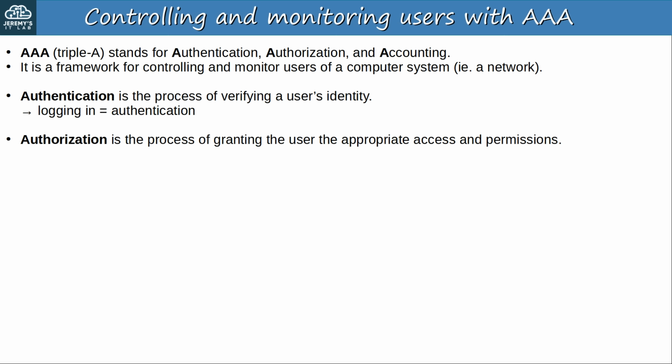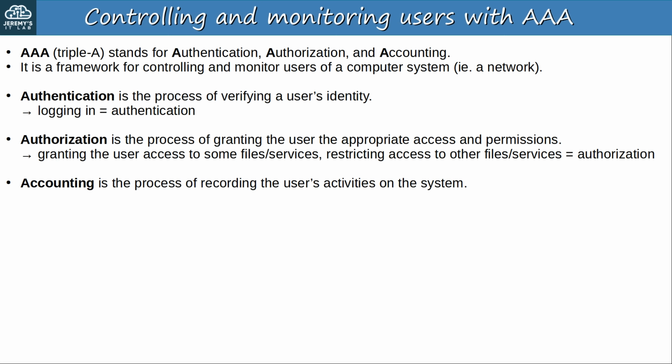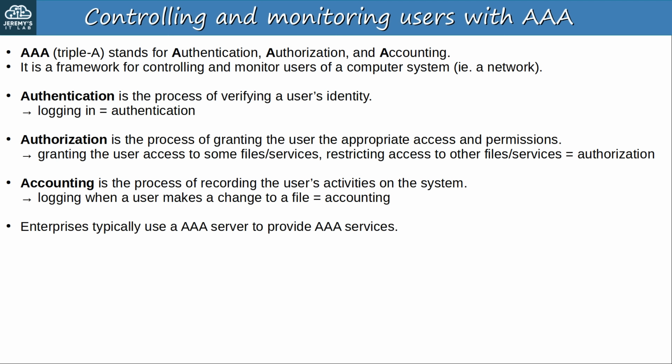Then, authorization is the process of granting the user the appropriate access and permissions. So, granting the user access to some files and services, but restricting access to other files and services is authorization. Finally, accounting is the process of recording the user's activities on the system. For example, logging when a user makes a change to a file, or recording when a user logs in or logs out is accounting. Enterprises typically use a AAA server to provide AAA services.